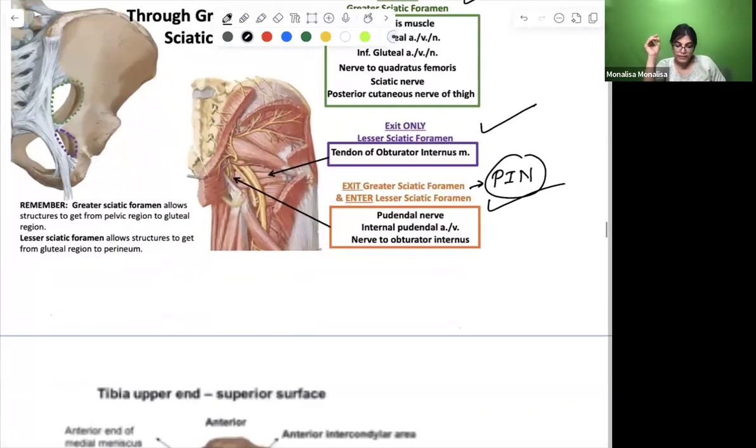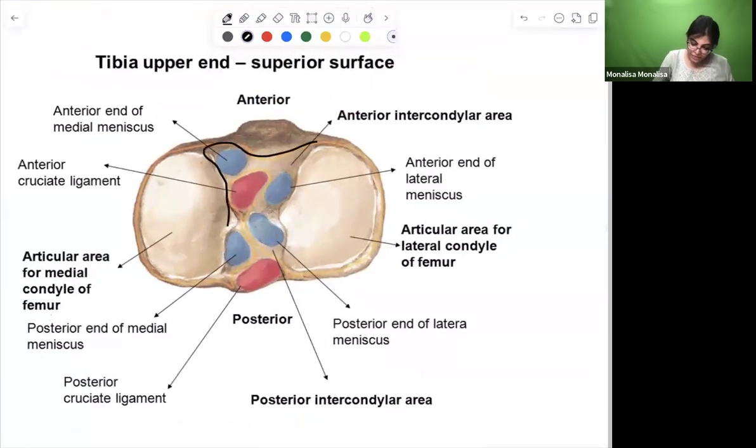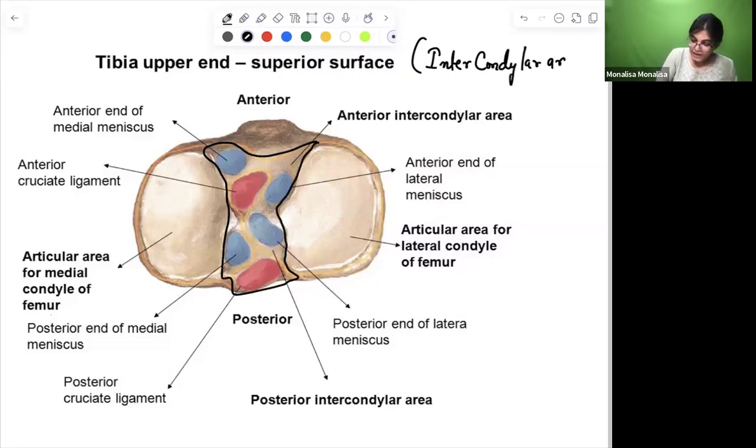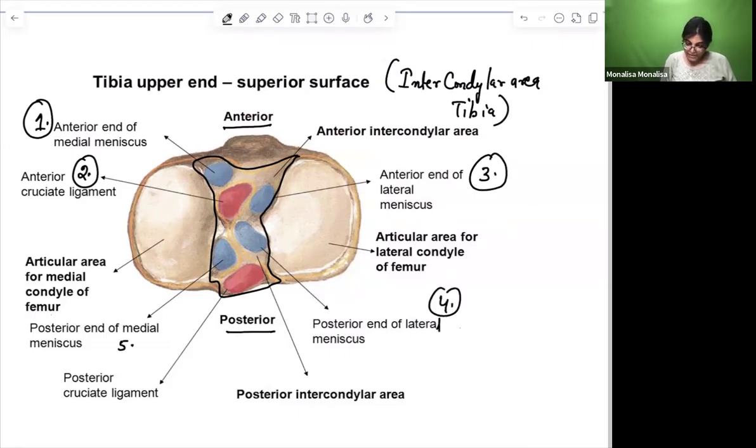Now, the last topic of this lower limb, you also have to know about the structures in the intercondylar area of the tibia. What is this area? This is the intercondylar area of the tibia. I would like to mark the structures by number from anterior to posterior. From anterior to posterior, the structures are: anterior end of medial meniscus, anterior cruciate ligament, anterior end of lateral meniscus, posterior end of lateral meniscus, posterior end of medial meniscus, and the posterior-most structure is the posterior cruciate ligament. These are the six structures.